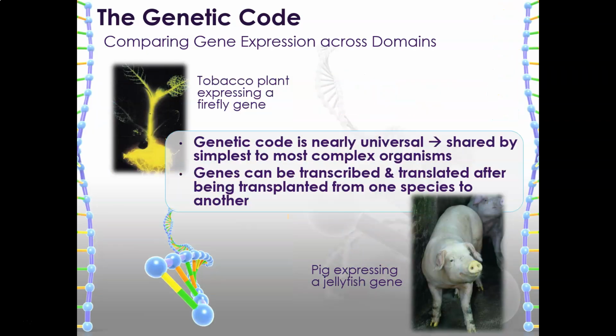So the genetic code's universal, or at least nearly universal. It's shared by the most complex organisms down to the simplest ones. And so genes can be transcribed and translated after being transplanted from one species to another. This is really going to be the hallmark of why biotechnology is a thing and why it works. So I can take a firefly gene out of a firefly genome, stick it into a tobacco plant, and make it glow. I can do the same thing to a pig, take a bioluminescent jellyfish gene, put it into a pig, and make a glowing pig. That's pretty cool.